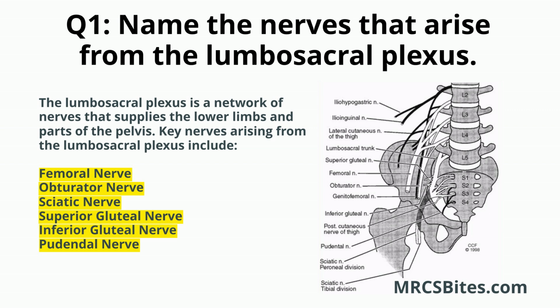Sciatic nerve, the largest nerve in the body, it branches into the tibial and common fibular, peroneal, nerves, supplying the posterior compartment of the thigh and the entire lower leg and foot. Superior gluteal nerve, innervates the gluteus medius, gluteus minimus, and tensor fasciae latae muscles. Inferior gluteal nerve, supplies the gluteus maximus muscle. Pudendal nerve, provides sensory and motor innervation to the perineum and external genitalia.